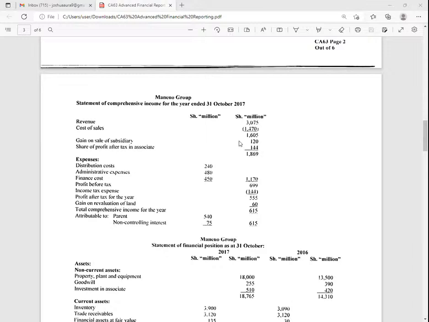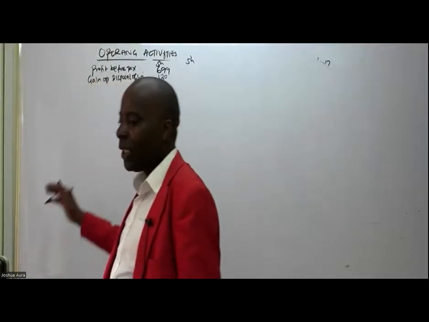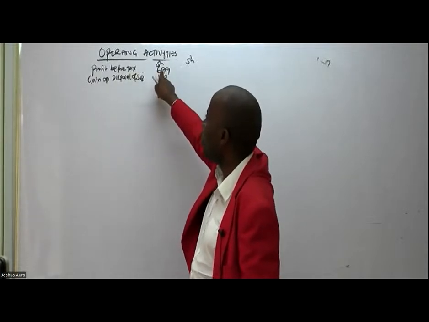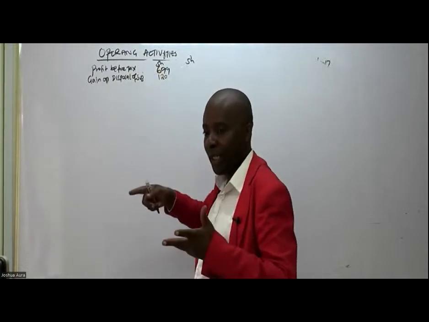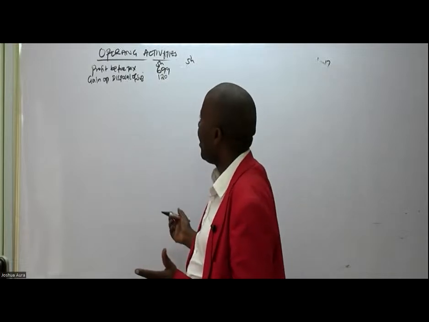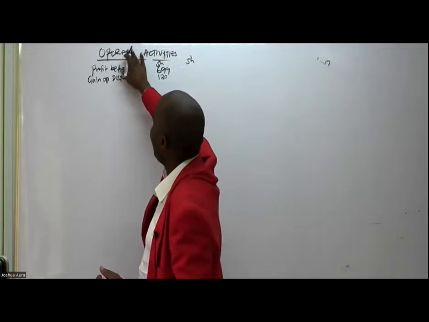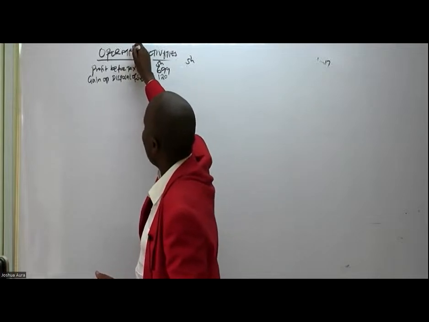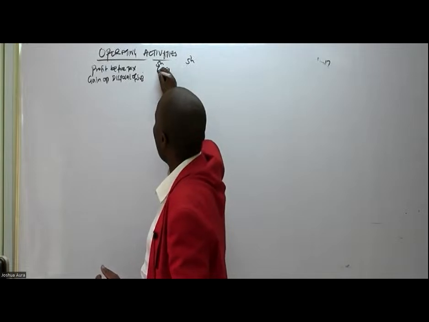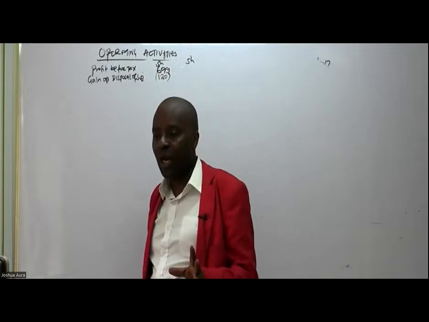Now please move down. First of all, listen. This gain was added when I was getting this figure, it is included here. And I would want to cancel it because it's not part of my operating activities. So it was added, and to cancel it out, I need to subtract it, with less.